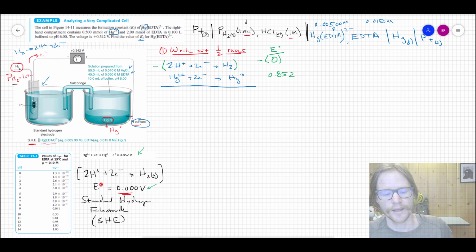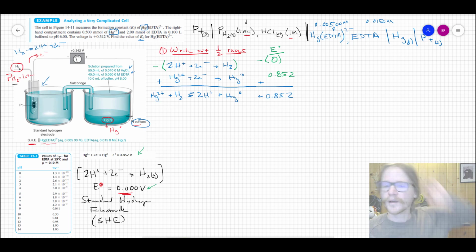So I'll add these 2 reactions down, and what we get is positive 0.852, and we get a full cell reaction then of mercury 2+ plus hydrogen gas proceeds to make 2 protons plus mercury 0, and I'm leaving out the phase states here just because I'm saving myself room. And so our standard E cell is equal to positive 0.852 for this, so assuming everything is at 1 molar, of course.